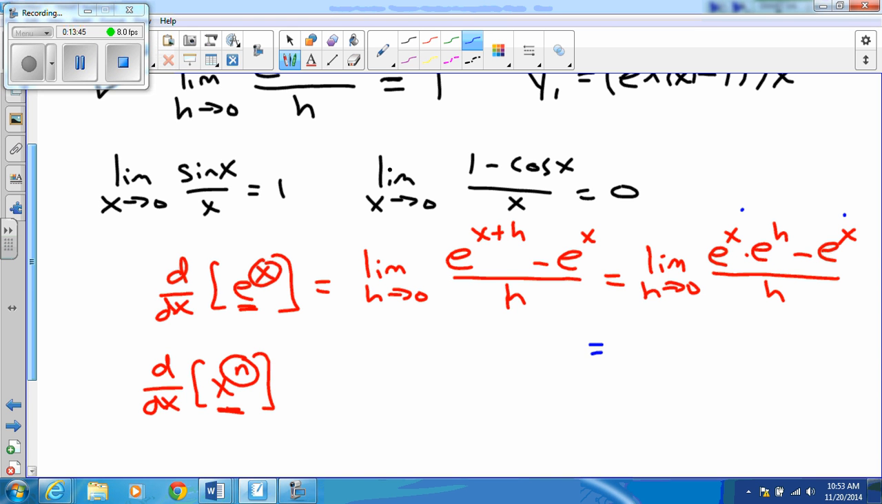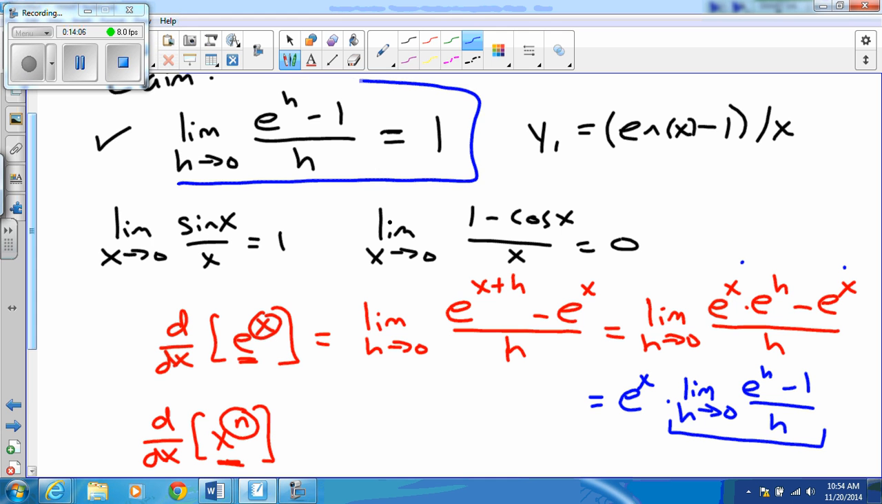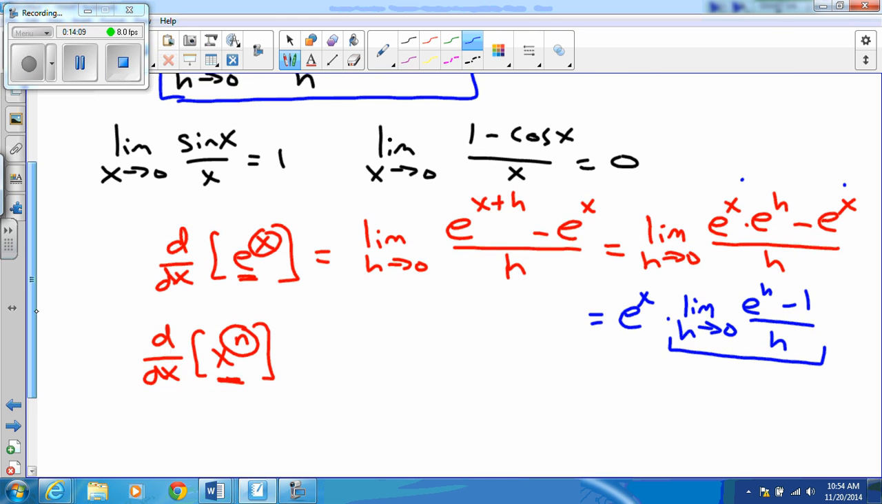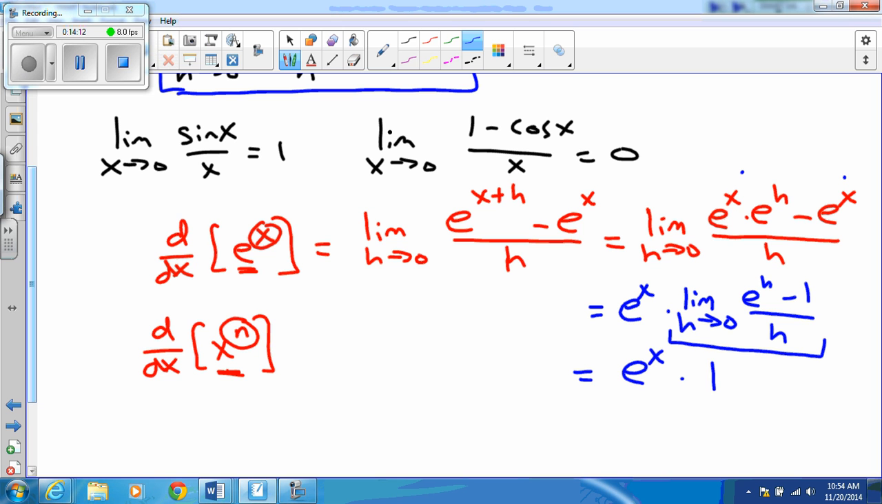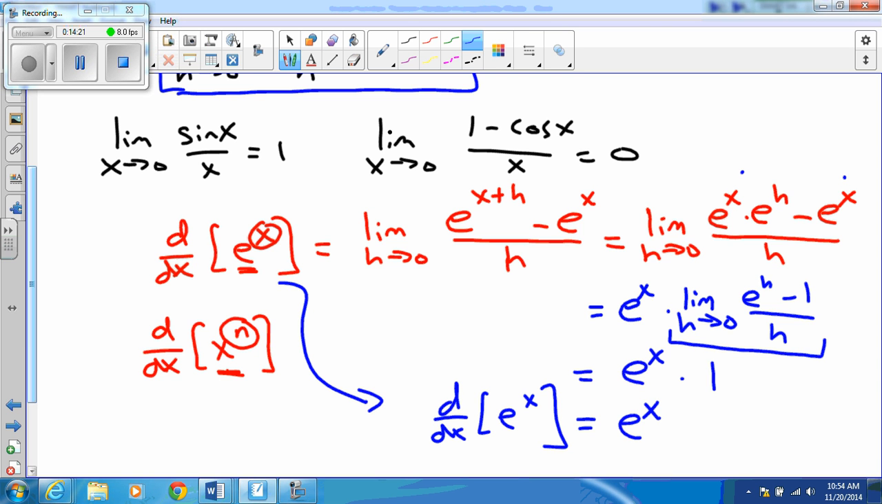And then I look further and I say, look at that, I've got a common factor of e to the x here that can be factored out. And in fact, it is a constant with respect to h because it does not have any h's in it. So out that comes. And the quantity that is left, lo and behold, is exactly the special limit that you found on your calculator just a moment ago. And that value is 1. So that I end up with this result. The derivative of e to the x is itself.